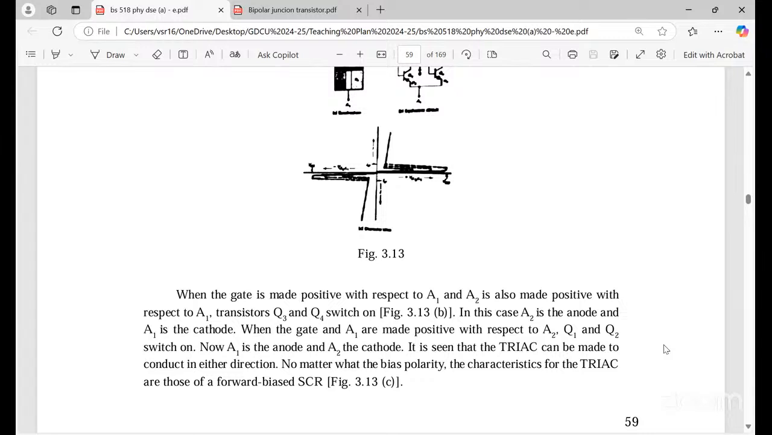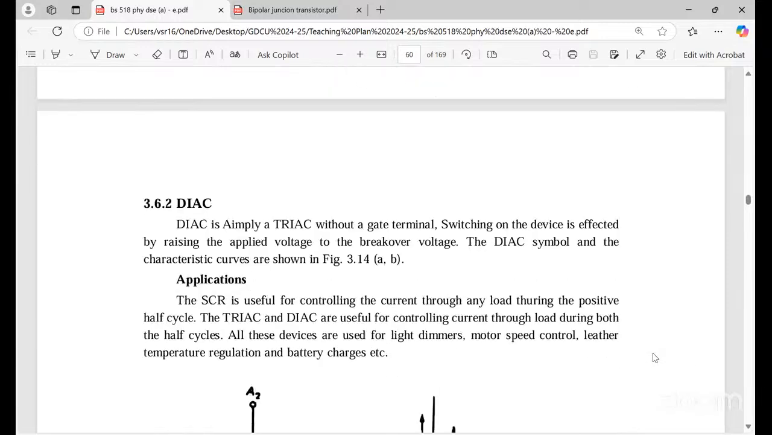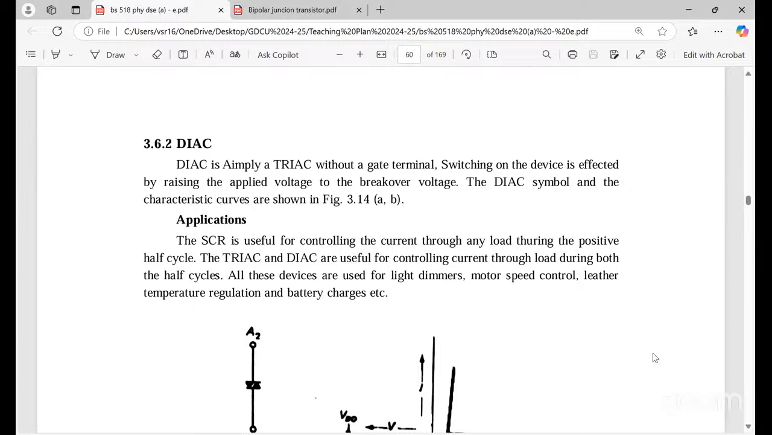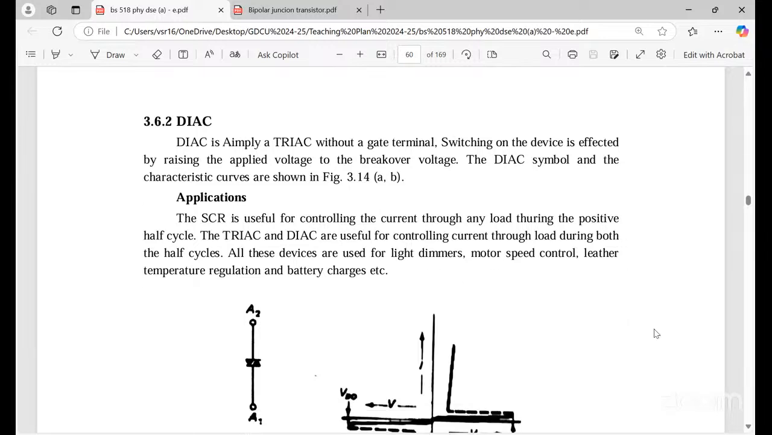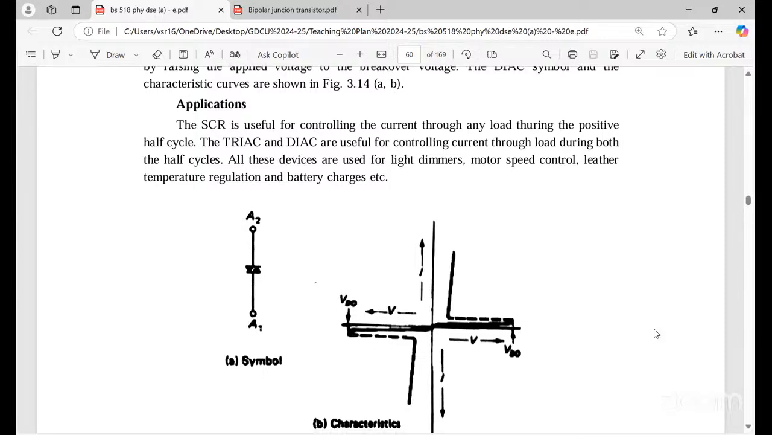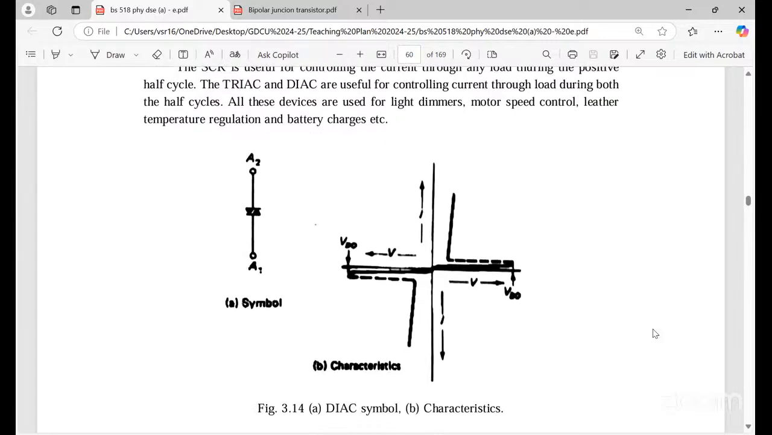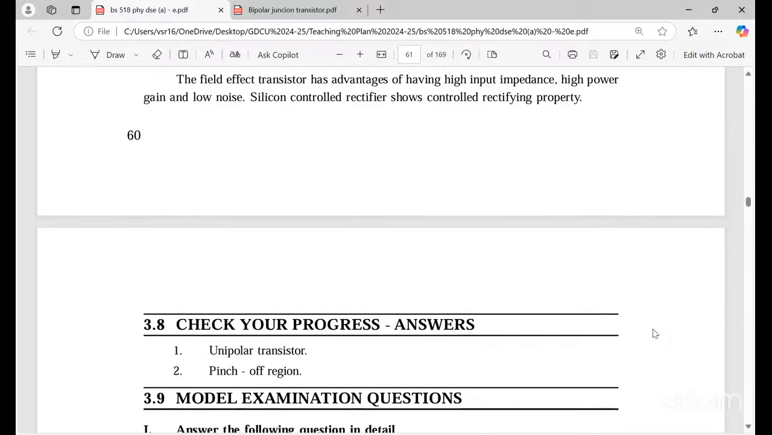No matter what the bias polarities, the characteristics of the TRIAC are those of a forward biased SCR. DIAC is namely a TRIAC without a gate terminal. So switching of the device is effected by raising the applied voltage to the breakover voltage. So this is the symbol for DIAC. Then applications and VI characteristics.